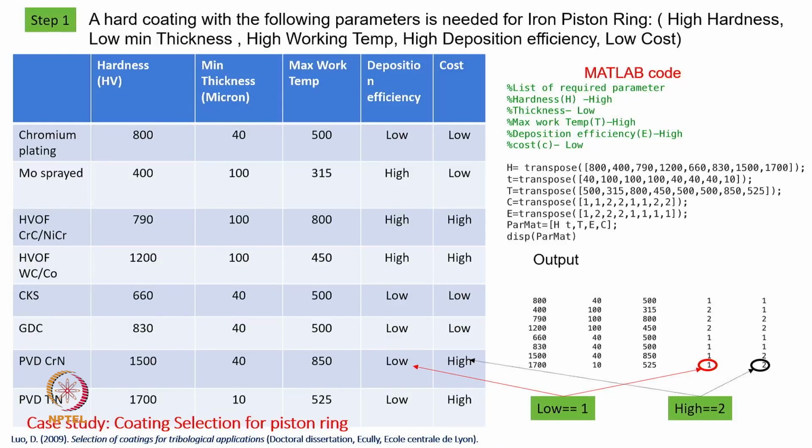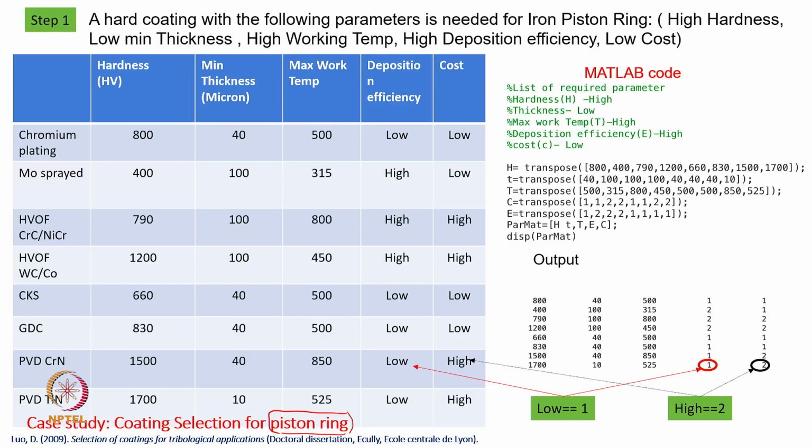Let us start with the selection procedure. Suppose we want to select the coating for the piston ring. Now, the piston ring is a component which is exposed to high temperature, so naturally the temperature requirement will be very high. Further, it is subjected to wear, so we require high hardness also. Now, it is an automobile component.